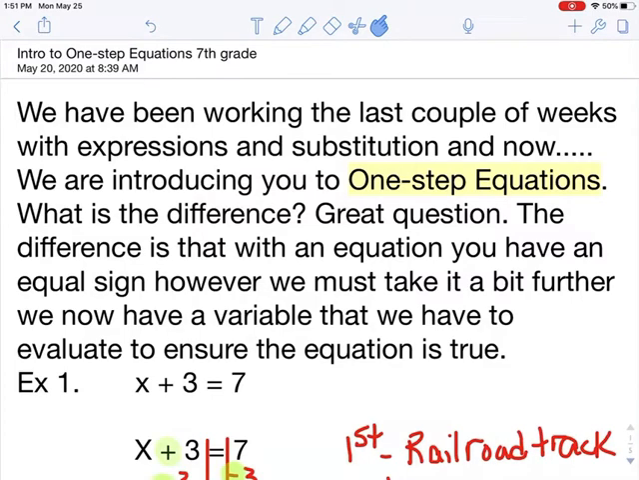We have been working the last couple of weeks with expressions and substitution, and now we are introducing you to one-step equations. What is the difference? Great question. The difference is that with the equation you have an equal sign. However, we must take it a bit further. We now have a variable that we have to evaluate to ensure the equation is true.